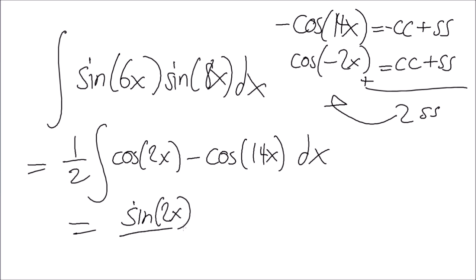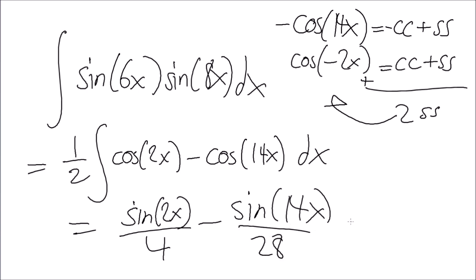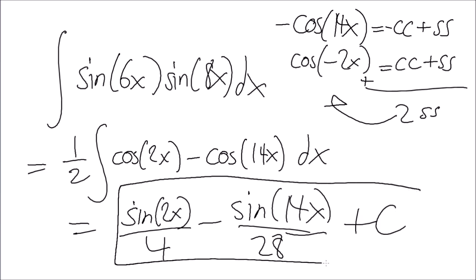Sine 2x, this is 4 because we have to divide by 2. And then we have to divide by 14 by chain rule. So this becomes 14 times 2. That's like 28. Yeah. And that is our answer. Takes a lot of practice. It takes a lot to get used to. So definitely practice on that with that method.